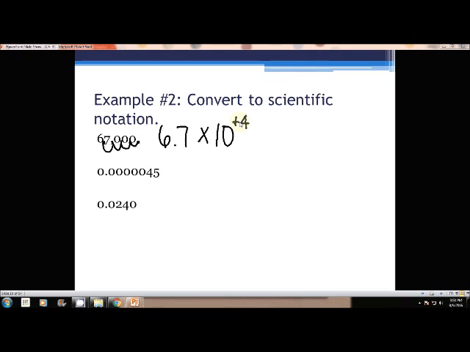Next one, we have 0.00000045. We have a decimal point this time, so we have our decimal. We need to get the non-zeros to be between 1 and 10.